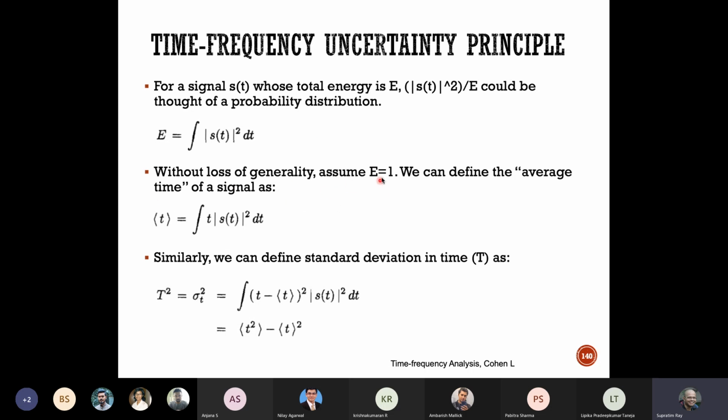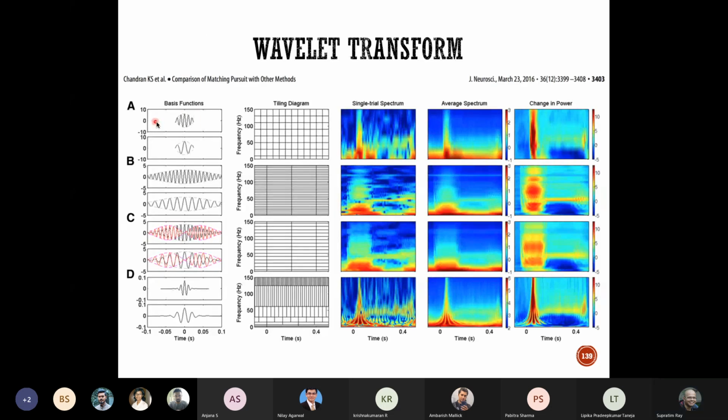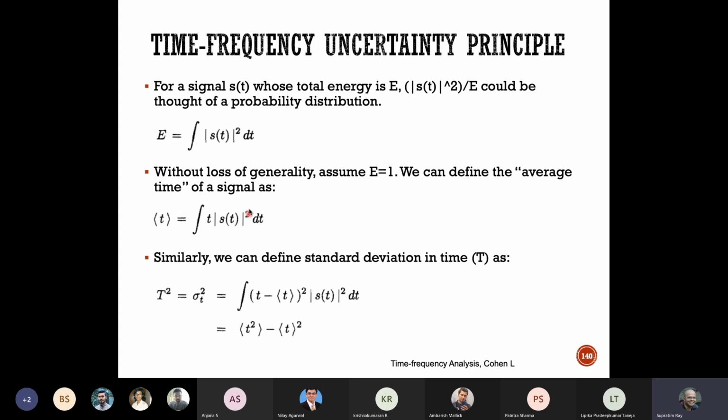So without loss of generality, we mean E is 1. Now I can talk about things like the average time of a signal, which is just t multiplied by this energy function. This will get maximized wherever the signal has maximum energy in time. So for example, in this sort of basis function, the average time will be right here in the center. That's where the energy is maximal, assuming that it's symmetric. If it's not symmetric, you just have to integrate it in this way.